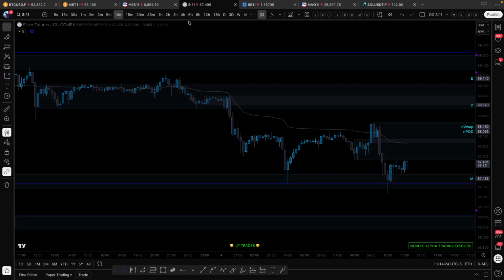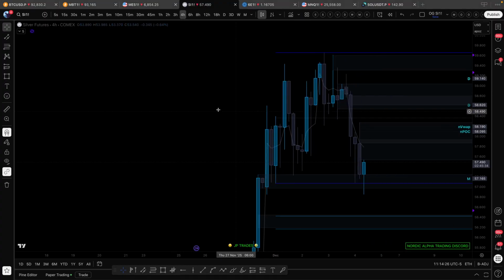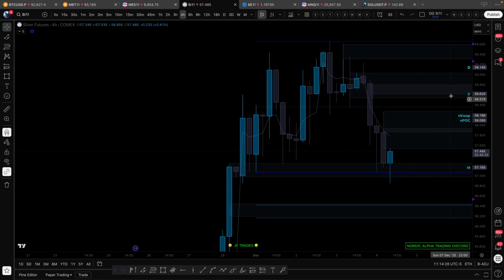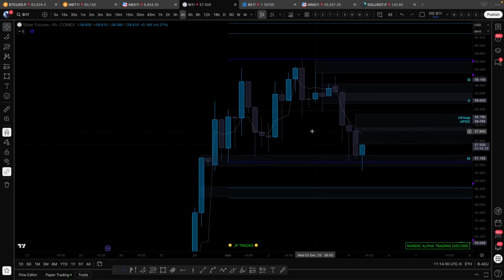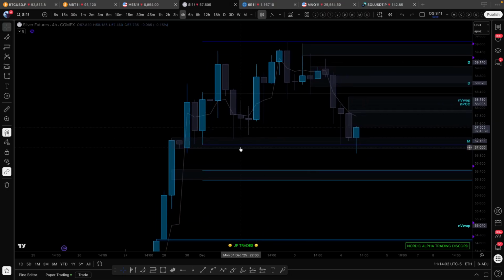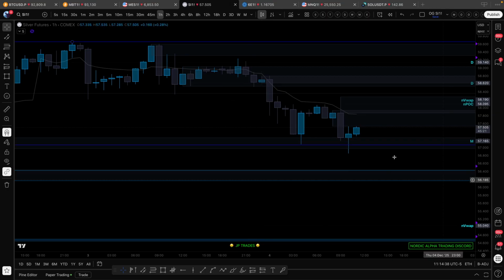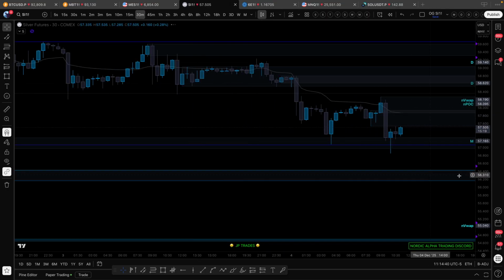Let's jump into a silver update. Let's go to the 4 hour first and foremost. We see that we do have a potential sweep of these lows here into this order block. Let's go down to the 1 hour. Let's go down to 30-minute.